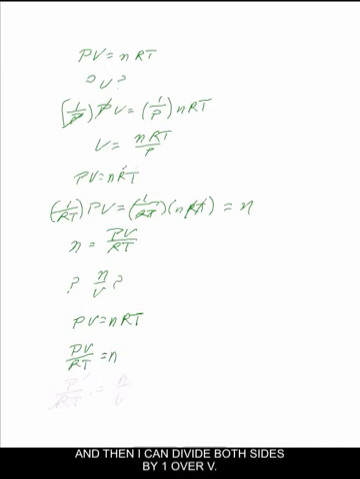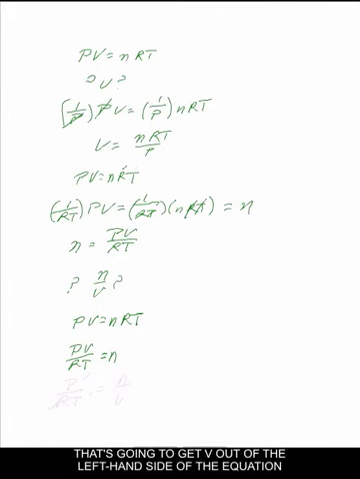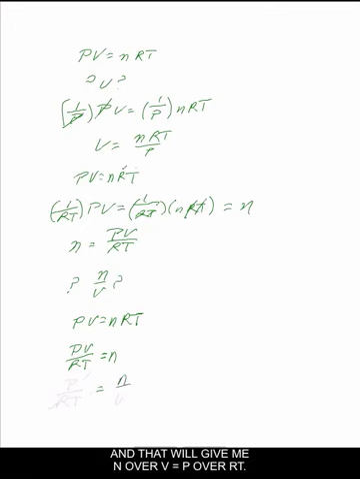And then I can divide both sides by V. That's going to get V out of the left-hand side of the equation and put 1 over V on the right-hand side of the equation. And that will give me n over V equals P over RT. So now I have an equation that I've manipulated for my own purposes. I wanted, and you'll hear later why I might want, n over V as a ratio.